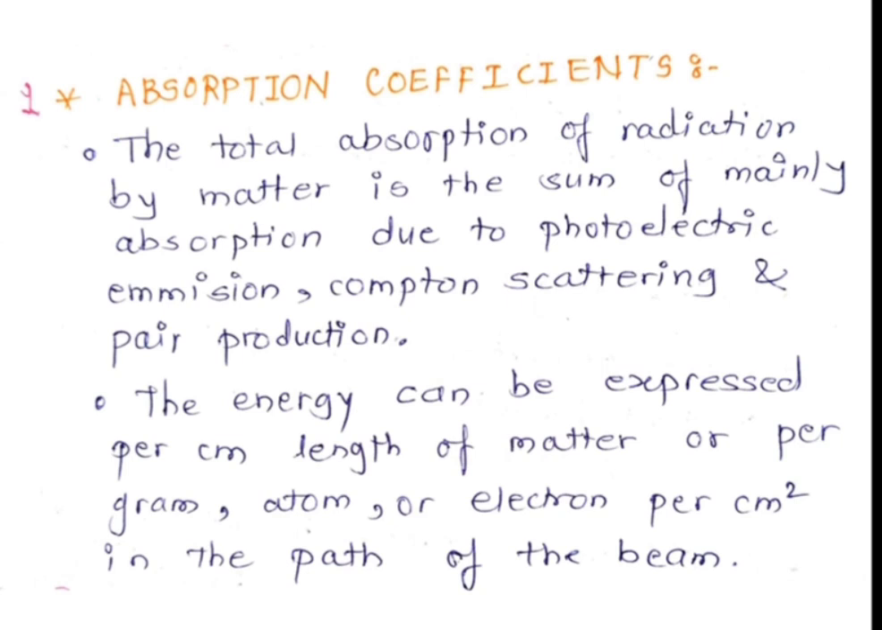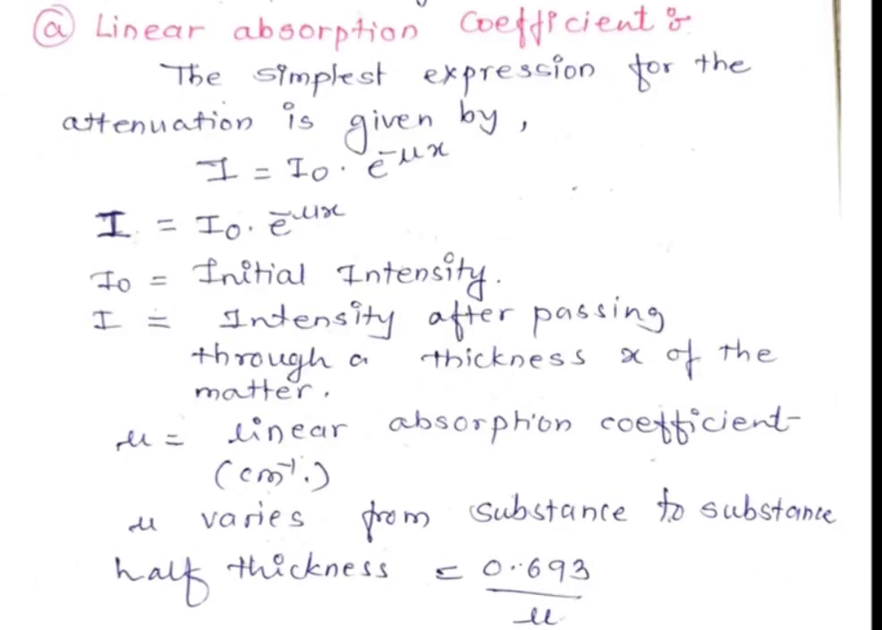And the energy can be expressed per centimeter length of the matter, or per gram of the matter, or per atom, or per electron per centimeter square in the path of the beam. So energy can be expressed in different units: per centimeter, per gram, per atom, per electron, or electron per centimeter square. In each type of absorption coefficient the unit is different. So we will see the first, linear absorption coefficient.